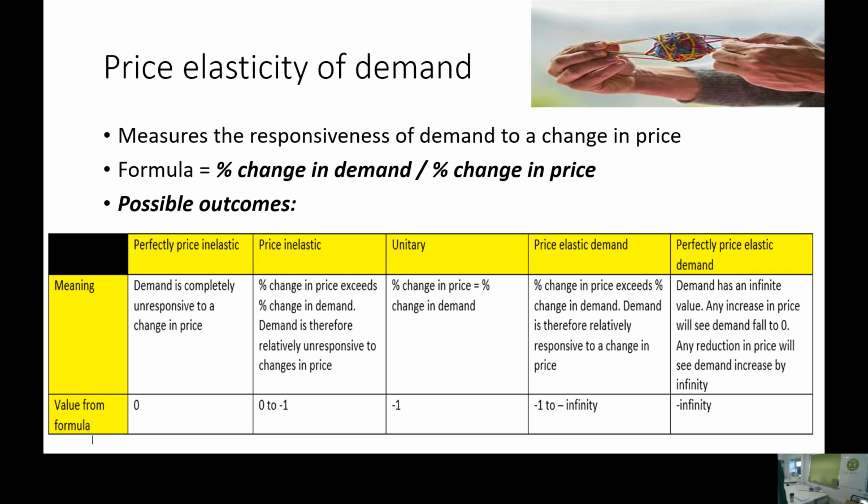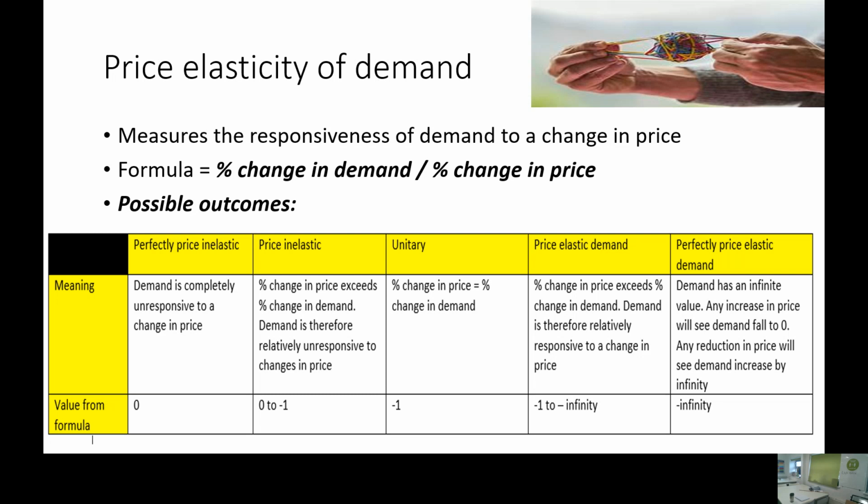Right, now the next one is what we call a price unitary demand. Now, from the formula, we would work this out by a minus 1 score. Now, what we're going to see here is the percentage change in demand will be exactly equal to the percentage change in price. So, for example, if price went down by 20% and demand went up by 20%, it would be 20 divided by minus 20, which would give the score of minus 1. So, in other words, these two things are now changing in proportion to each other.